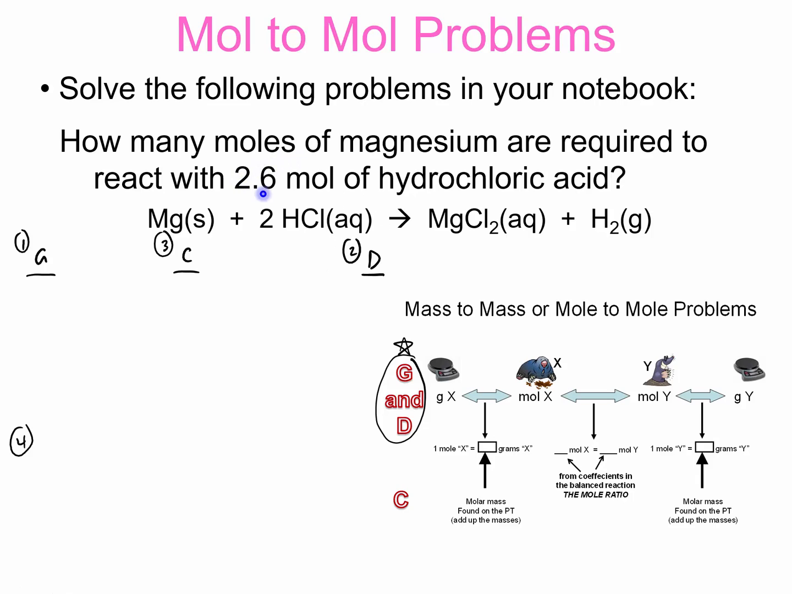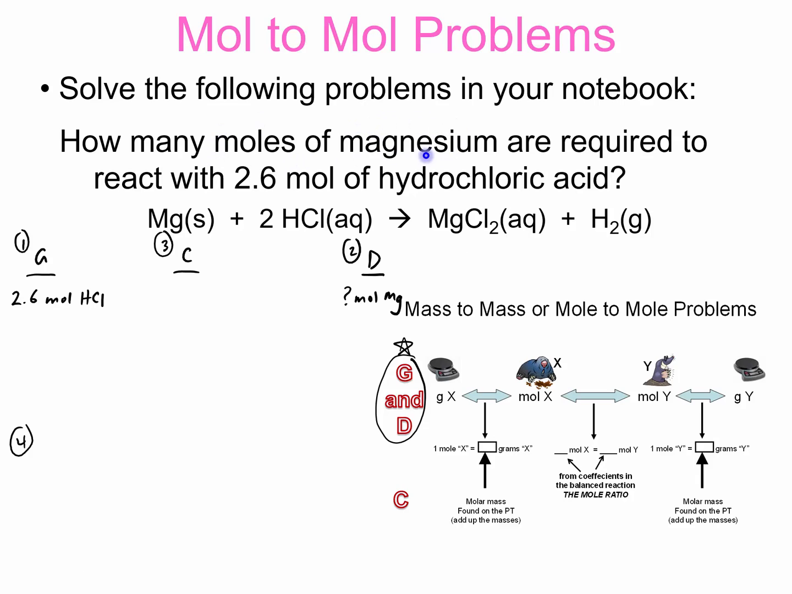Okay, so let's go ahead and write our given. Our given can be identified by the number and unit and substance. So this is our given, 2.6 moles of HCl. So we're going to write it here, 2.6 mole HCl. And our desired is how many moles of magnesium are needed to completely react all 2.6 moles of hydrochloric acid. So I'm going to write question mark mole Mg, since I'm looking for moles of magnesium.